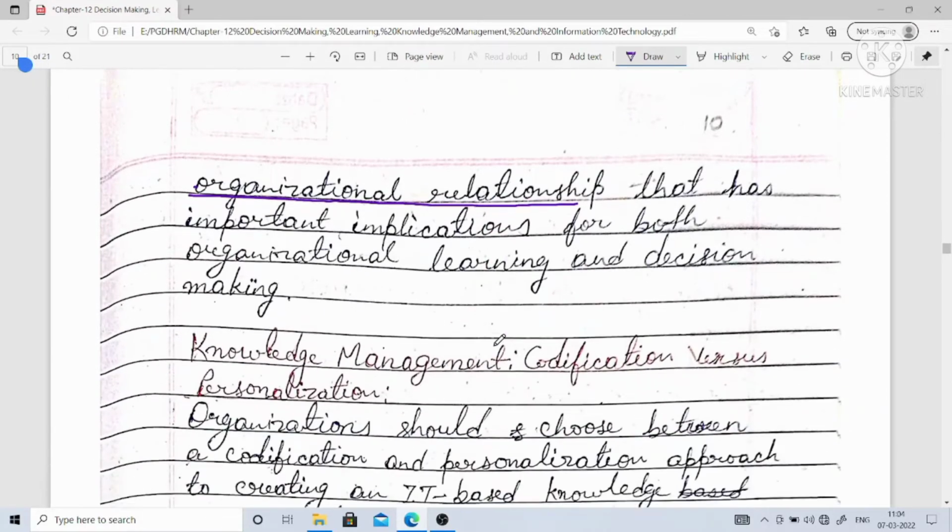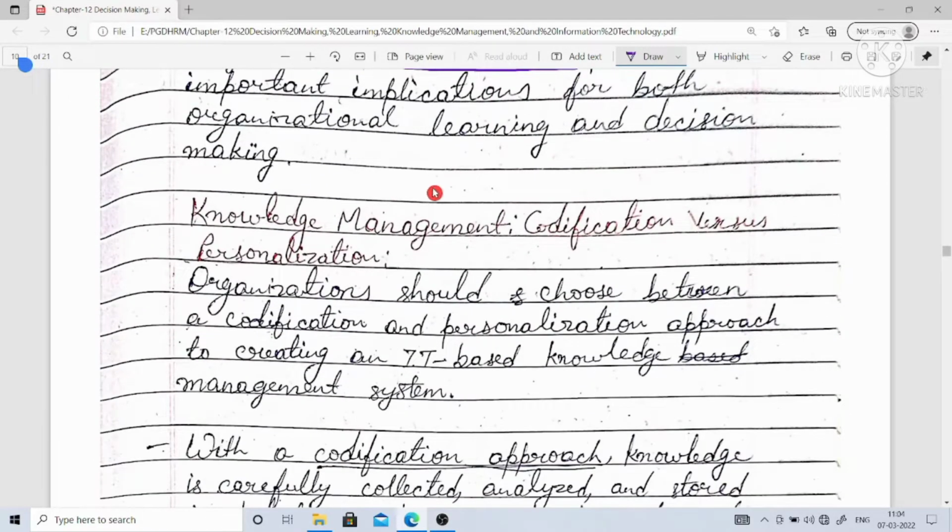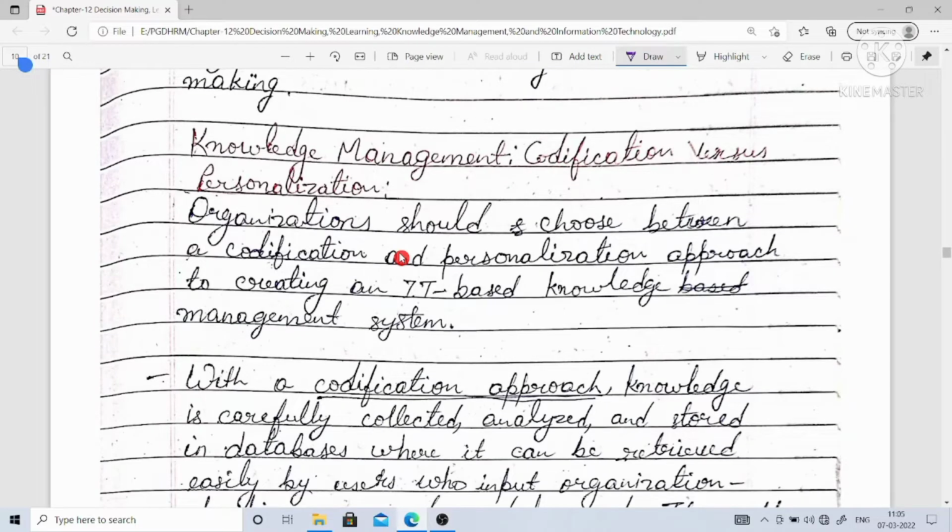So how do you see knowledge management, codification versus personalization? Here two things are given, codification and personalization. Organizations should choose between a codification and personalization approach to creating an IT based knowledge management system. Whenever an organization is choosing an IT based knowledge management system, it should choose whether it wants codification or personalization in managing knowledge.